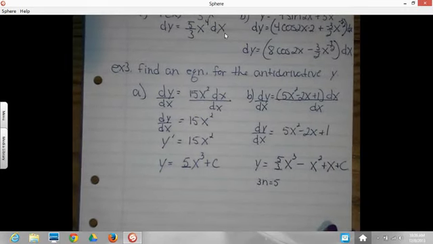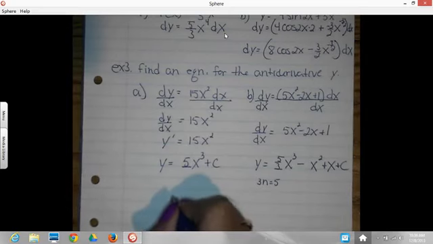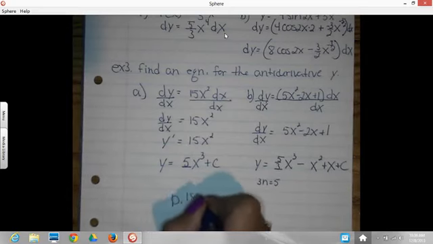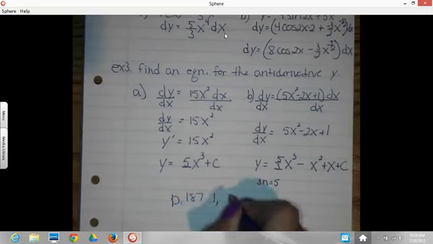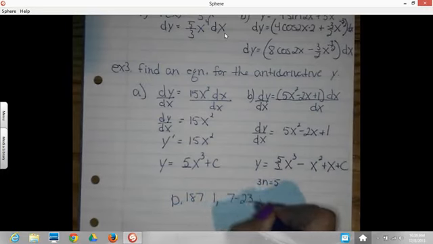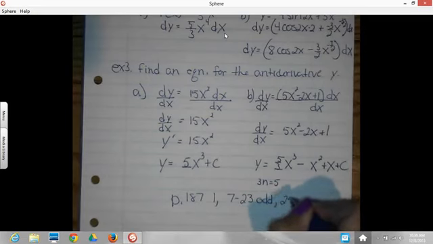Your assignment is going to be page 187, number 1, 7 through 23 odd, and 25 to 39 all.